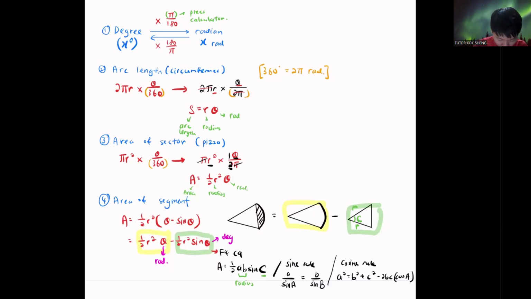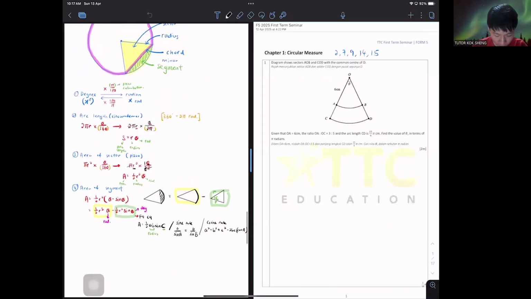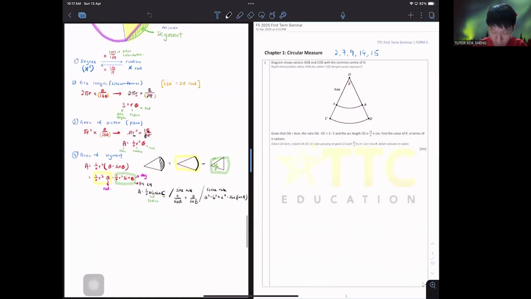Okay, let's go, we can start. Let me get to the notes first. Don't worry, the formula I put beside later. We can see the formula while we're doing the exercise.